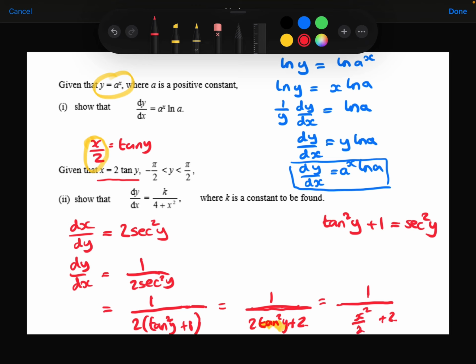And now, just to tidy this up, I'm going to times the top and the bottom of this fraction by 2 to get rid of that nested fraction, and I'll get 2 over x squared plus 4. That is my expression for dy by dx. And that now matches up with what we needed to show, where k is 2.